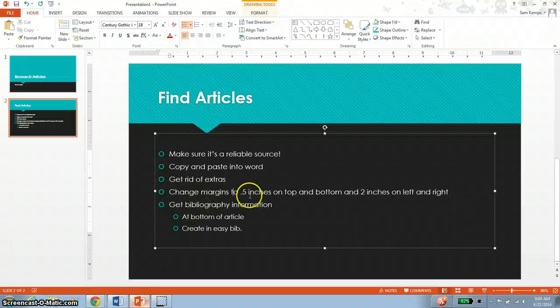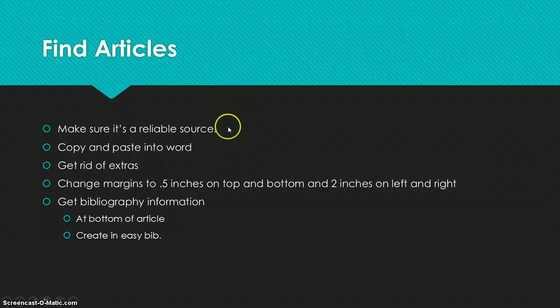So again, reviewing. The first thing you do is you check that your source is reliable. You copy and paste that into Word. Get rid of all the extra stuff. Change your margins to 1/2 inch on the top and bottom and 2 inches on the left and right. And most importantly, please don't forget to get your bibliography information either from the bottom of the article or to create it yourself in EasyBib. Those are going to be the best two ways.